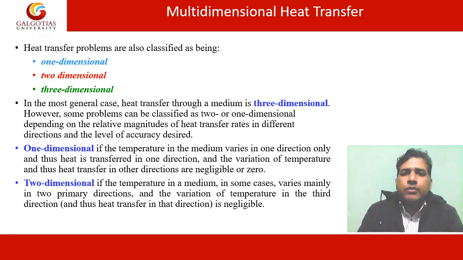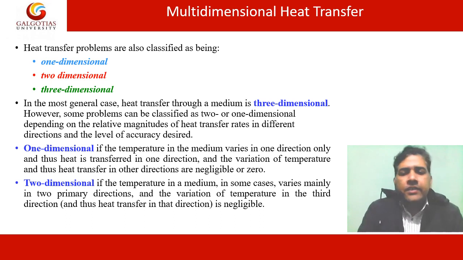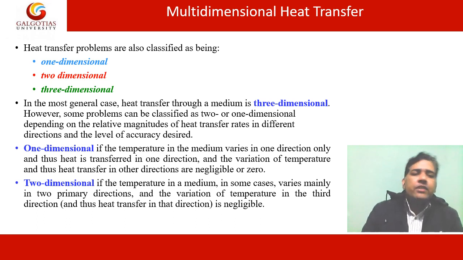So now let us discuss multidimensional heat transfer. Heat transfer is also classified as being one-dimensional, two-dimensional, or three-dimensional. Just like steady and transient heat transfer, there is one more type of classification, based on whether the heat transfer is taking place along one dimension, two dimensions, or three dimensions. In the most general case, heat transfer through a medium is three-dimensional. However, some problems can be classified as two-dimensional or one-dimensional, depending on the relative magnitude of heat transfer rate in different directions and the level of accuracy desired.